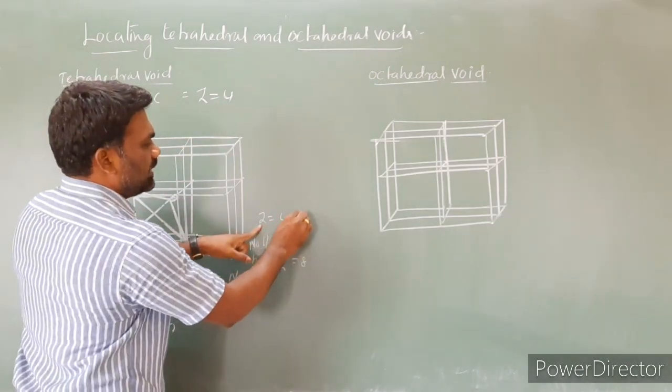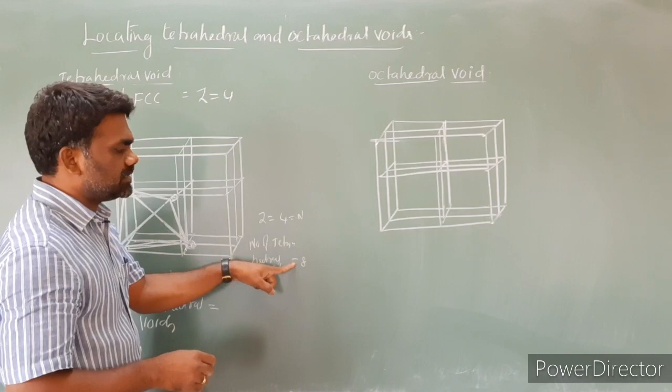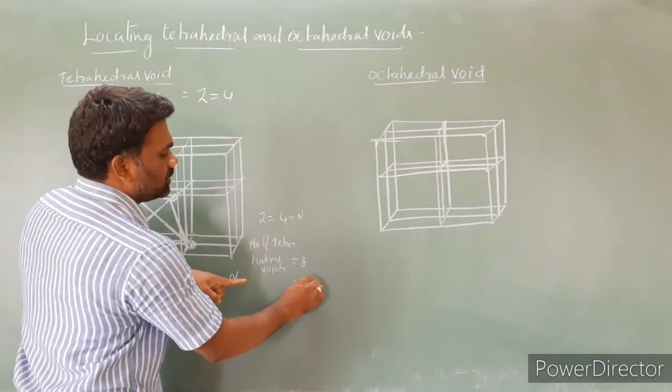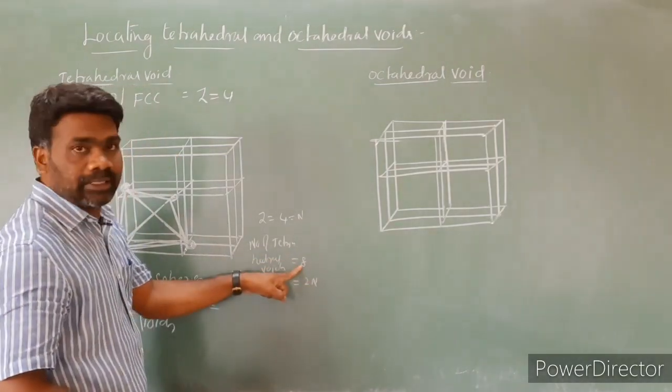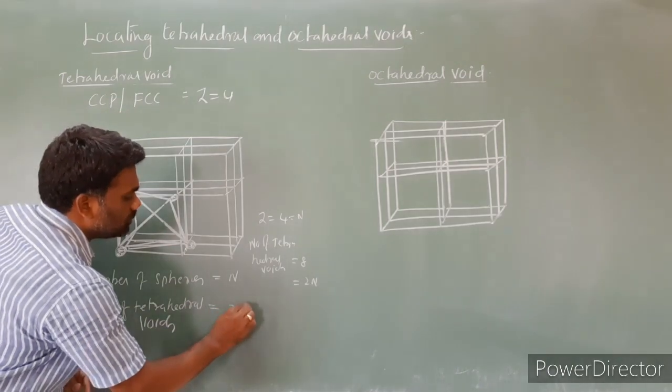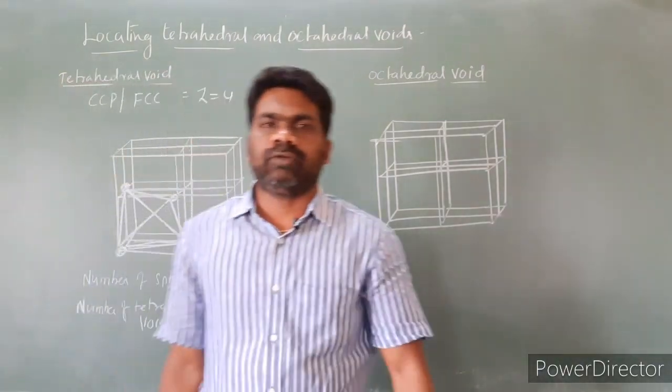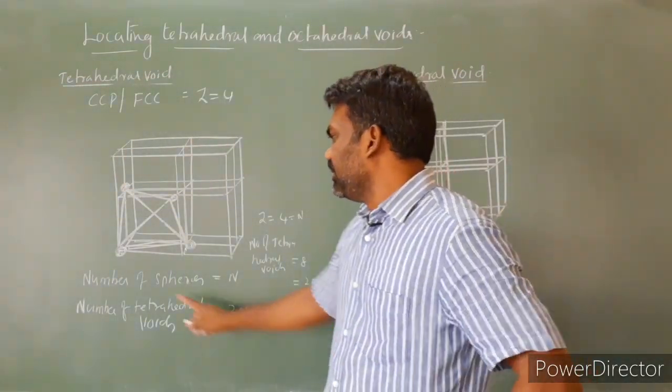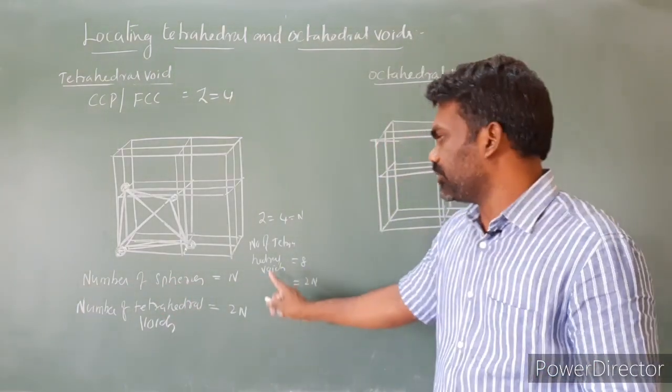This n we are labeling. So we can write 8 as 2n, 2 into 4, nothing but 8. So the number of tetrahedral voids is equal to 2n. The number of spheres or particles is equal to n.